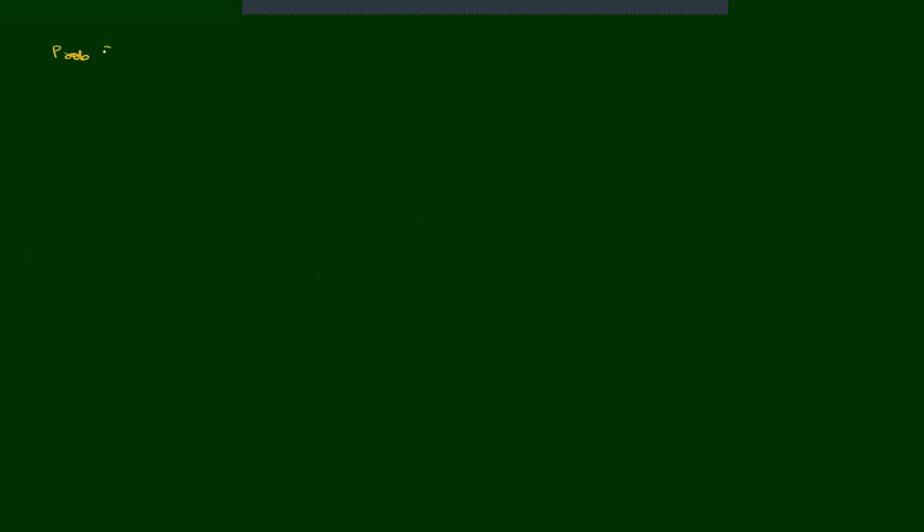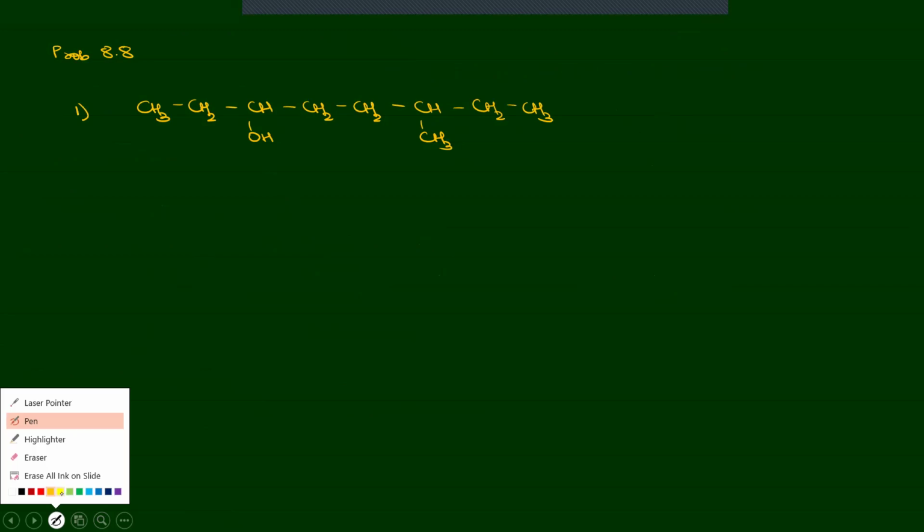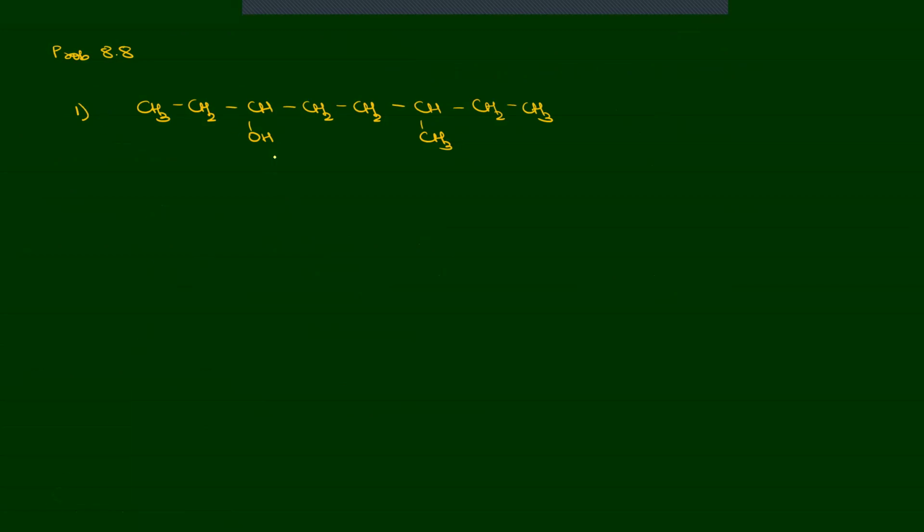Problem 8.8. The first example: CH3, CH2, CHOH, CH2, CH2, CH with a CH3, and CH2, CH3. So as I have given the thought process, the longest chain needs to be selected. Here there is only one functional group, that is OH, and containing the OH, the longest chain is of 8 carbon atoms.